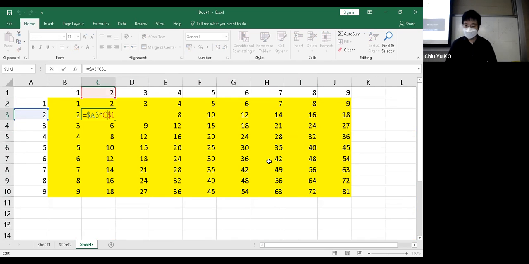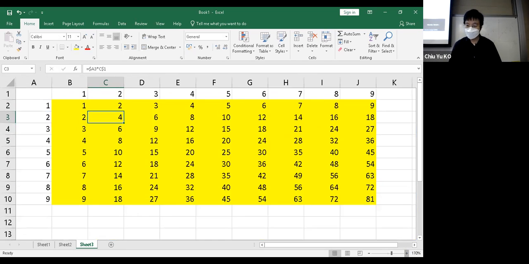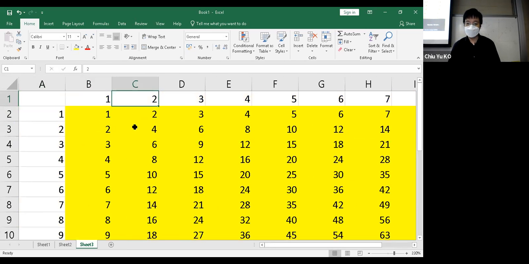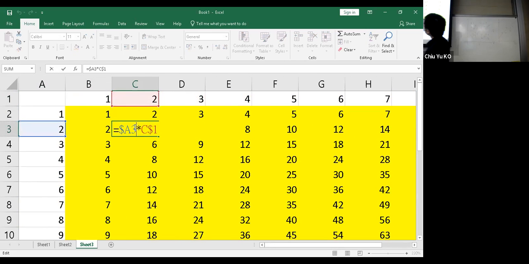Okay, see this example here. Say this formula will be just A3 times C1. Okay, so this is the idea. I hope you get it, because this is very useful when actually working.